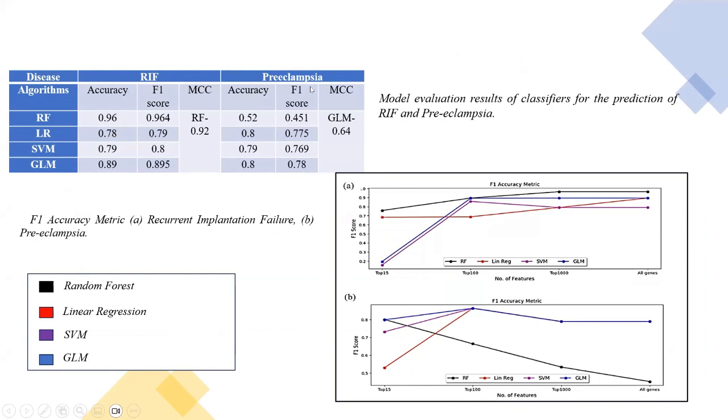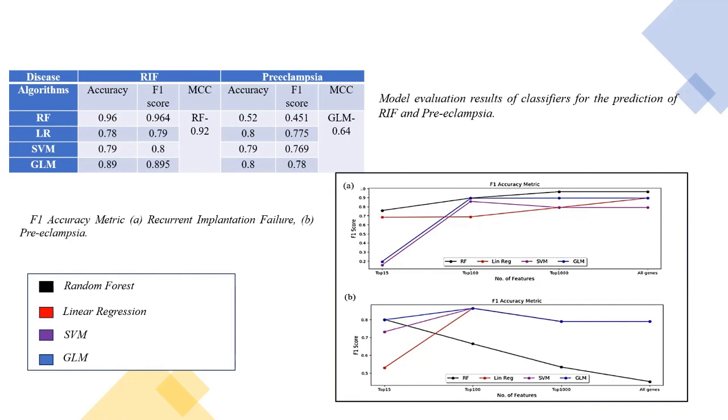And for preeclampsia, you see the linear regression is showing 0.8, which means 80%, and GLM is also showing 80%. So it is very difficult to distinguish between these two algorithms and decide which one is showing the best result. So before showing the answers, it is very important to evaluate your model.